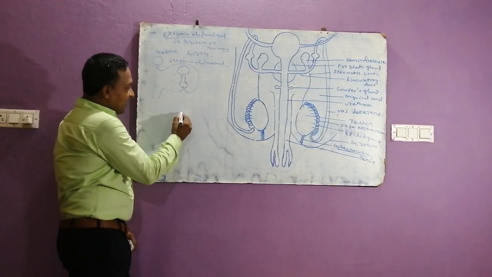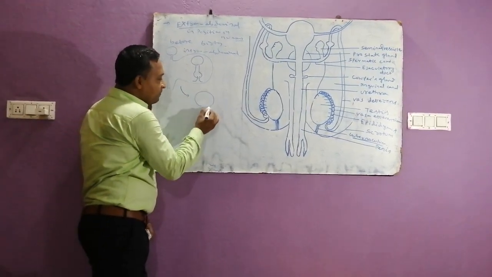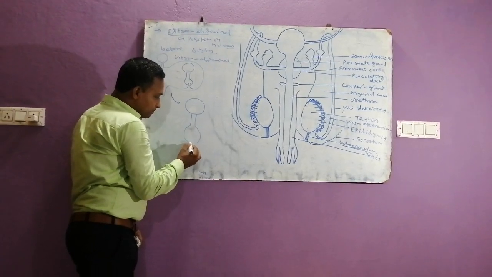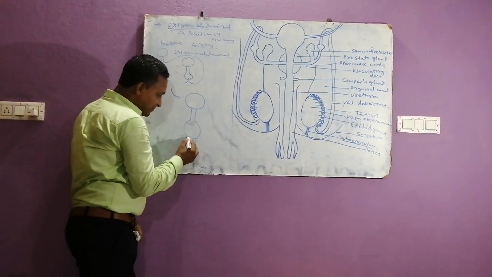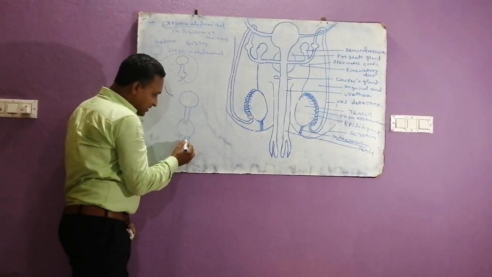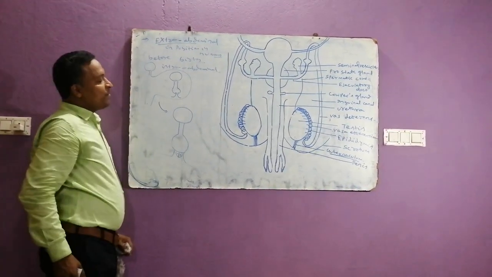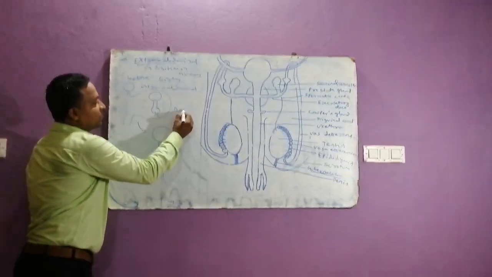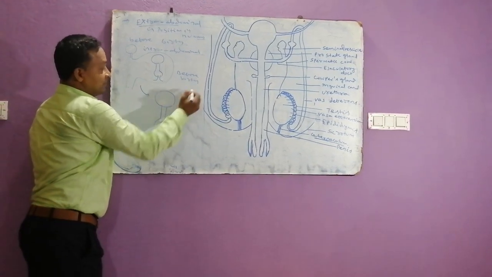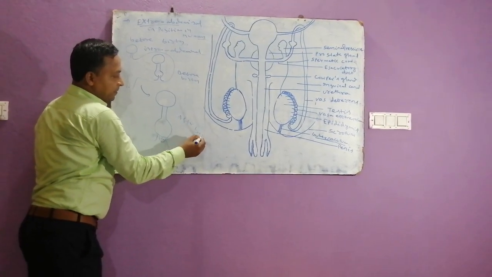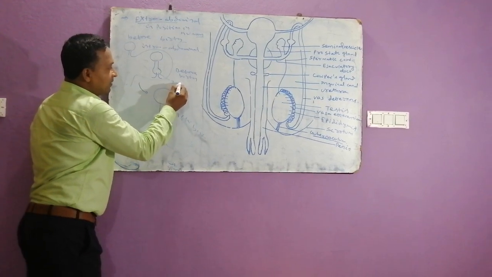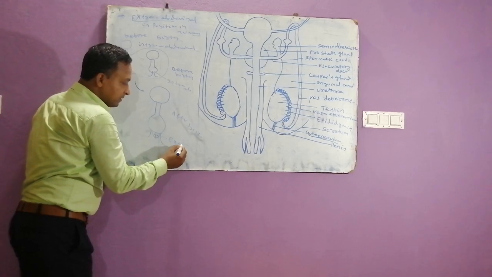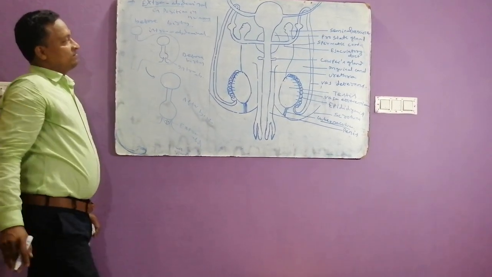But at the time of birth, when the baby is coming out, the testis becomes extra-abdominal. So before birth it is intra-abdominal. After birth it is extra-abdominal.